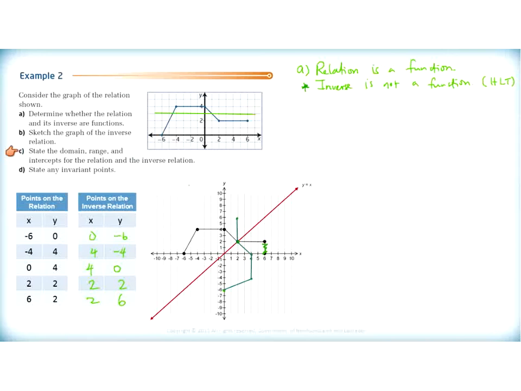So I've graphed the function. State the domain and range, the intercepts for the relation, and the inverse relation. Let's do the domain and range. And again, remember, we're just looking at this graph right here. The domain is the values of x for which the function is defined. So I can find points on this graph between -6 and 6. And the range is the values of y for which I can find points on the graph. And I can find points on the graph between 0 and 4.